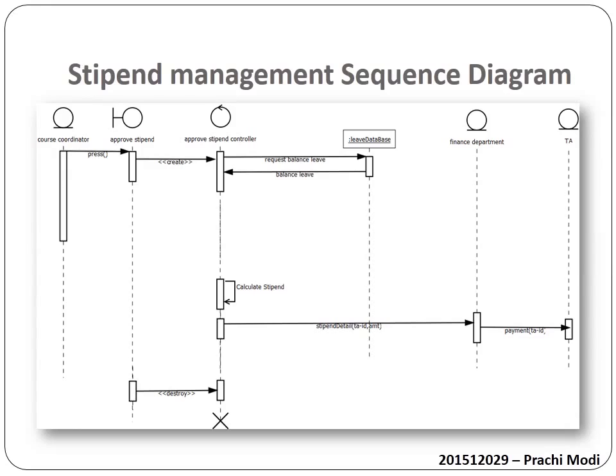TA. The leave database will send a response to the stipend controller. The stipend controller will calculate the stipend according to the balance leave and will send the stipend details to the finance department. The finance department will pay the TA.